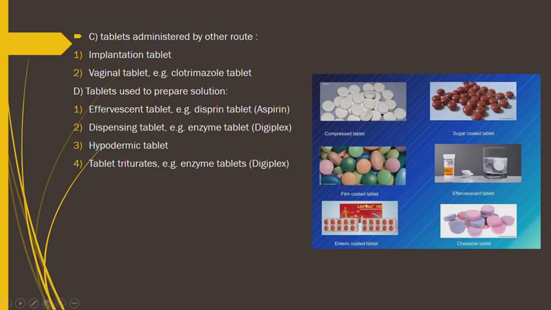These are film coated tablets. These are effervescent tablets which produce effervescence or CO2 when they are added in the water or any solution. These are enteric coated tablets which are coated for protecting the tablet from gastric juice. And last is chewable tablets.